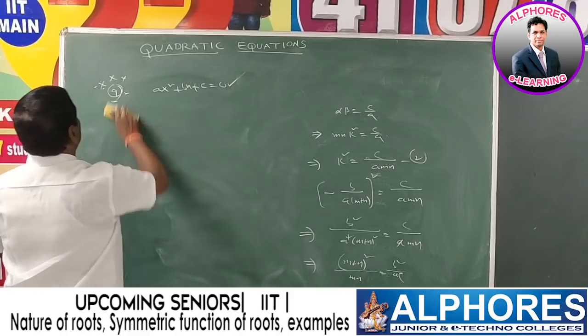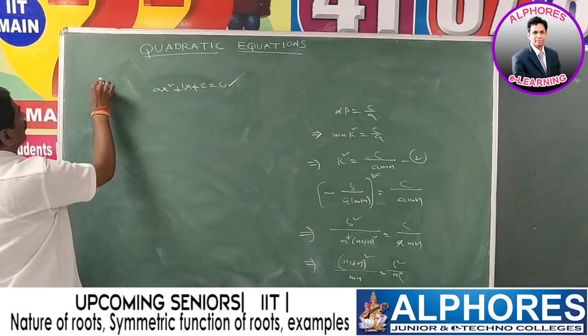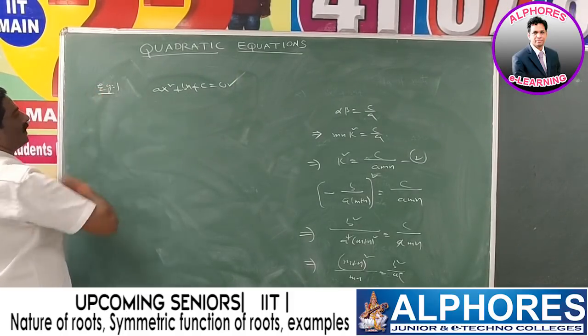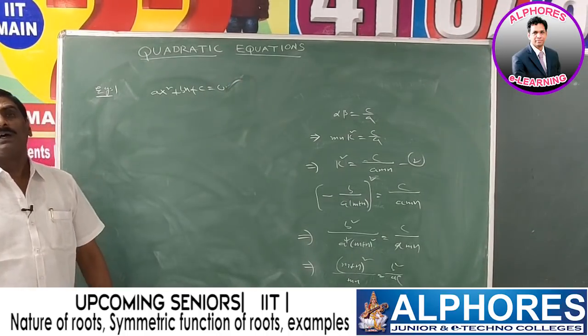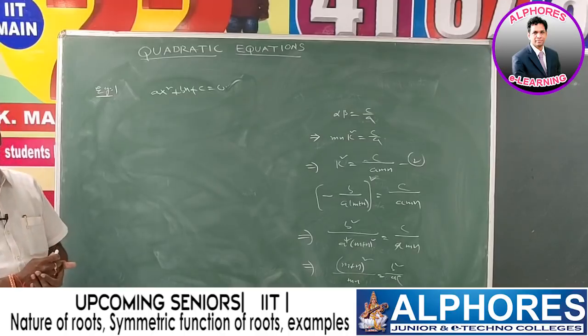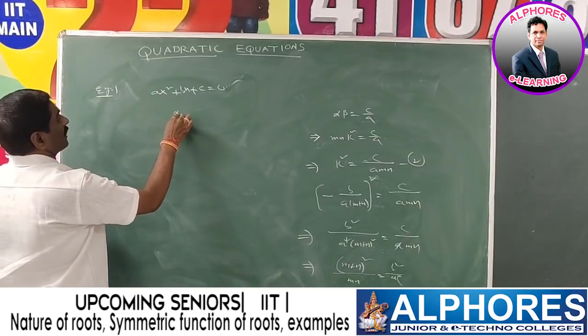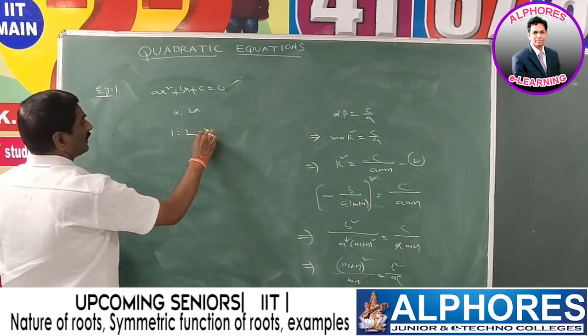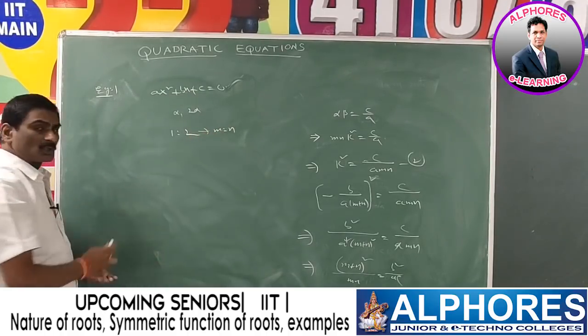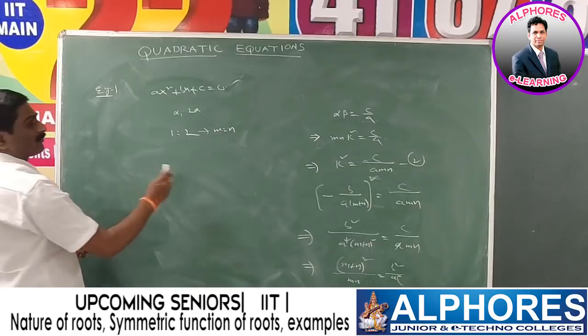Now we find the relation between the roots in one of the examples. Suppose ax square plus bx plus c is equal to 0 be the quadratic equation, and one of the roots is double of the other root. That means one of the roots is alpha, the other root is 2 alpha. That means the ratio of the roots is 1:2. That means m is to n is equal to 1:2.